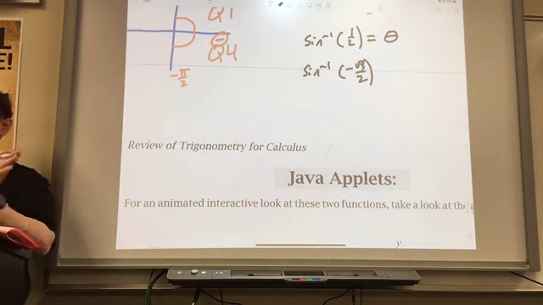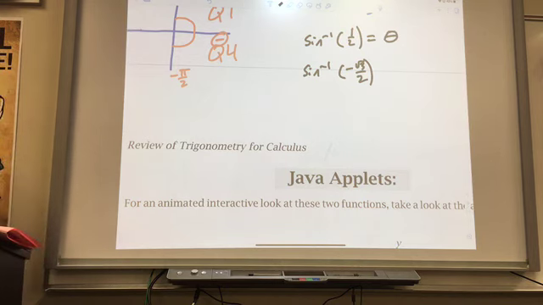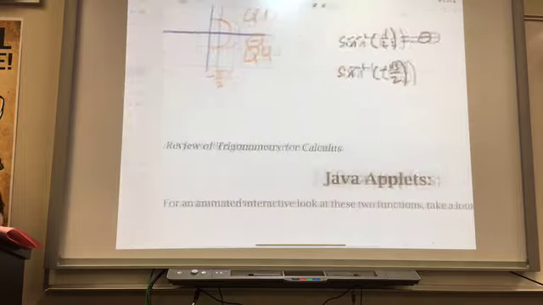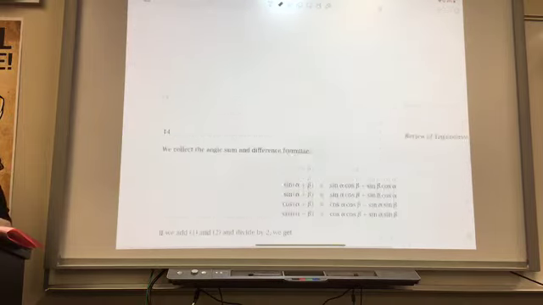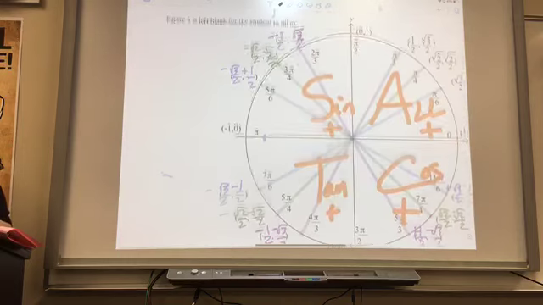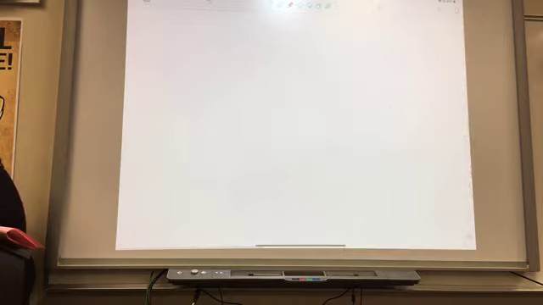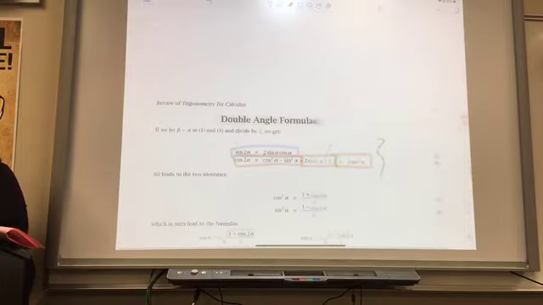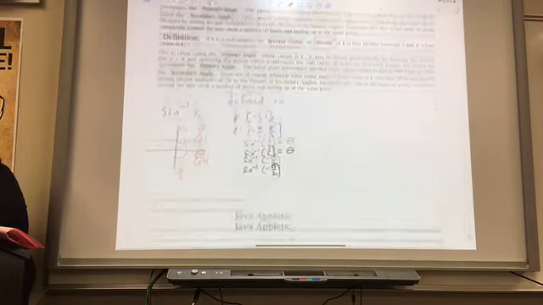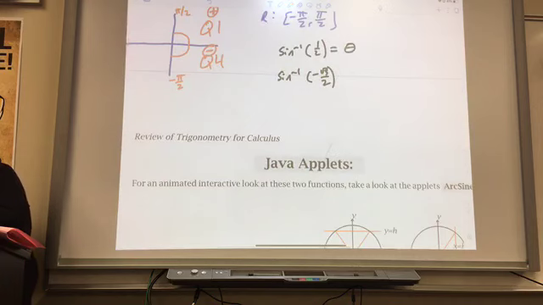So it's going backwards on your best friend chart, right? Look at your best friend chart. Sine is 1/2 at 30 degrees, or in radians, pi over 6. Now, here's where this gets really confusing. Great question. In this case, the answer is pi over 6.